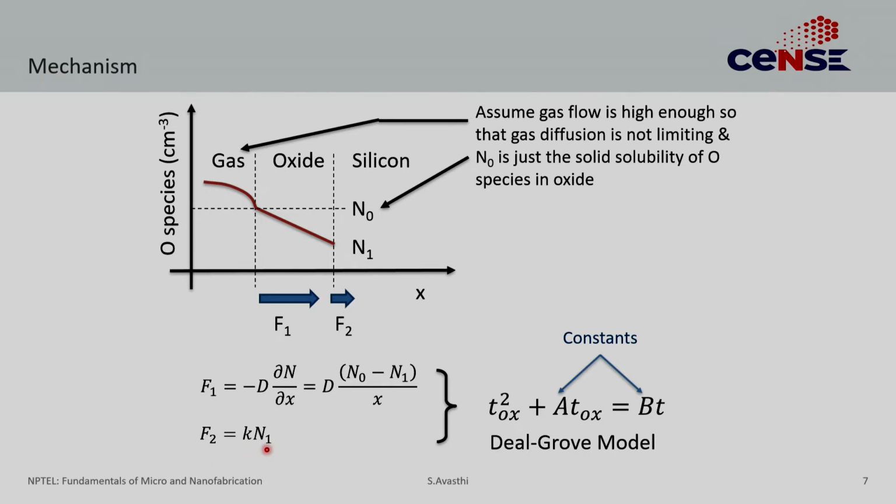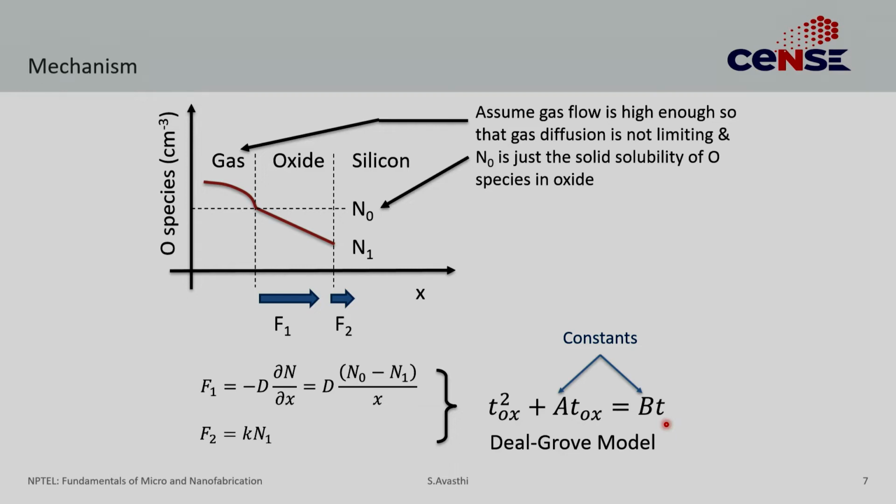And as we have discussed, under steady state, these two have to be the same. So you equalize them, and you can get rid of N1 as an unknown. N0 is known because this is solid solubility, and all of this math can be summarized in this model. If you solve this exactly, you would get this expression, which is T_ox squared plus A T_ox equals B t. Now this T_ox is nothing but the thickness of the oxide.